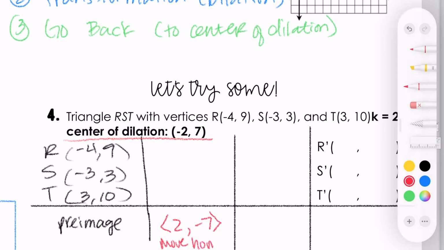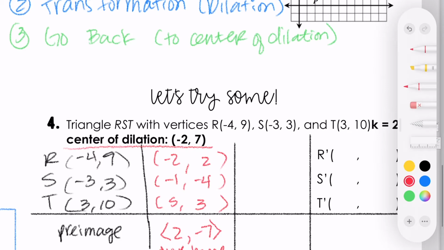And we're moving it home. And this is where I just like to go down the column and apply it. So I'm going to add 2 to all of my x values. Then I'm going to subtract 7 from all of my y values. All right, first step is done.